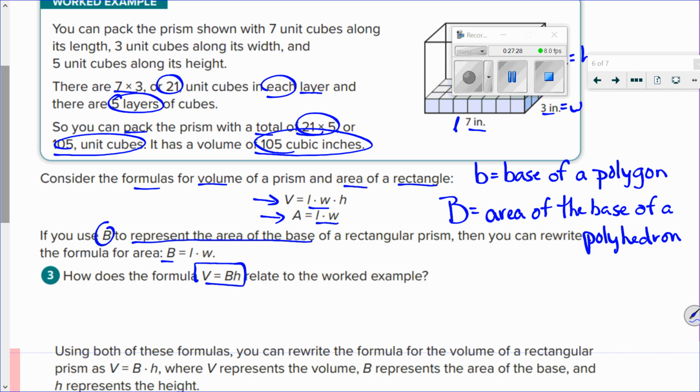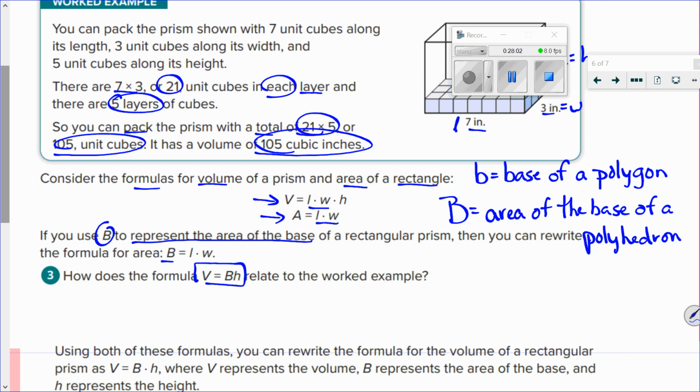Because it's the base of the polyhedron, we call it capital B because it's the area of that base. Because then we're doing 2 variables, which gets more confusing. You're much better off using only 1 letter or indicator of what it stands for.